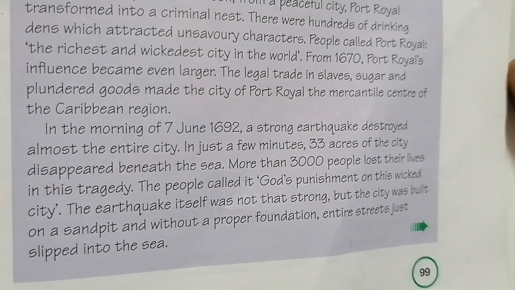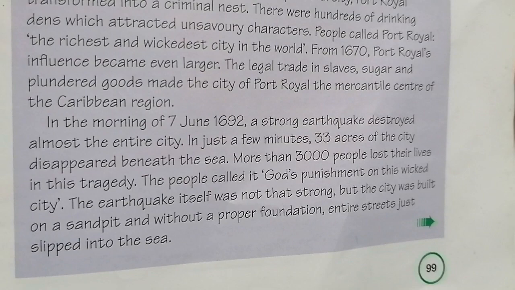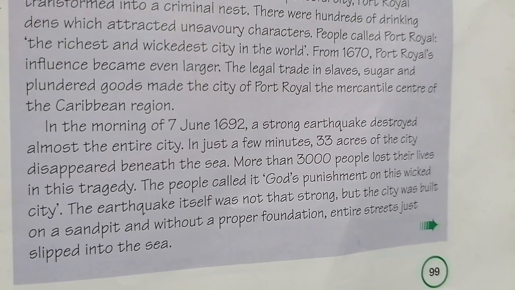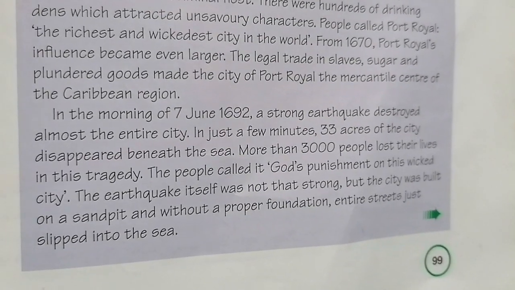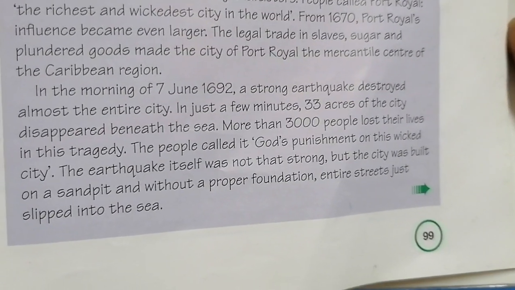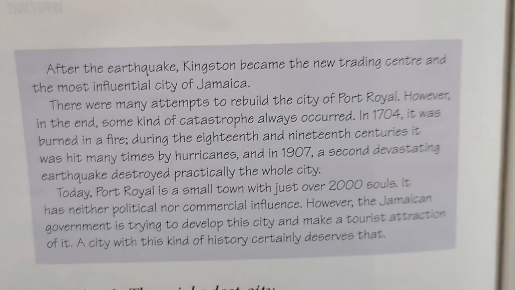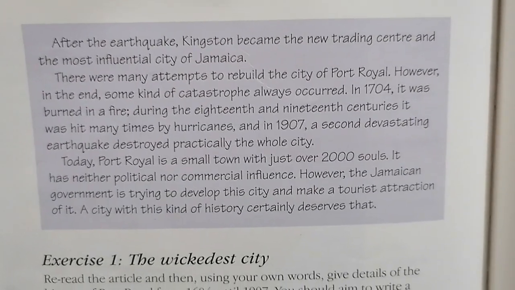More than 3,000 people lost their lives in this tragedy. The people called it God's punishment on this wicked city. The earthquake itself was not that strong, but the city was built on a sandpit, and without proper foundation, entire streets just slipped into the sea. After the earthquake, Kingston became the new trading center and the most influential city of Jamaica.